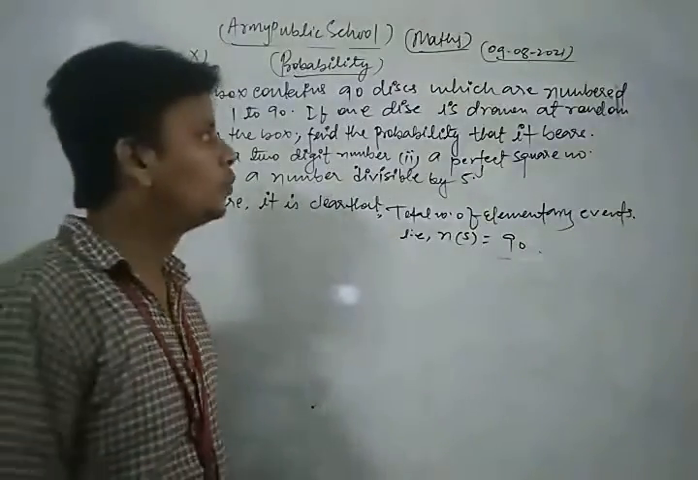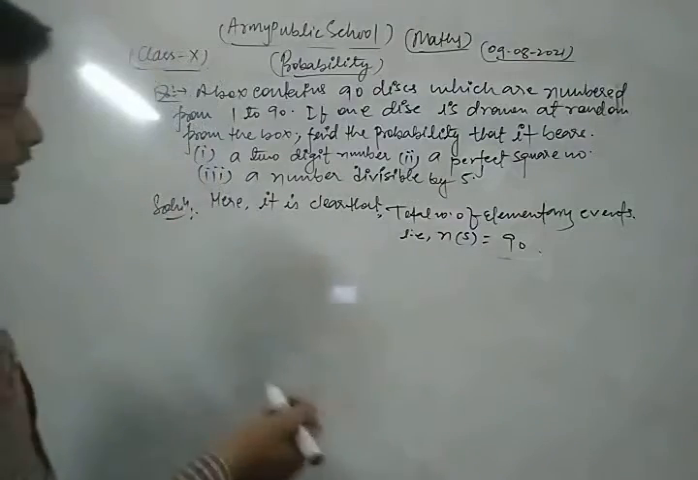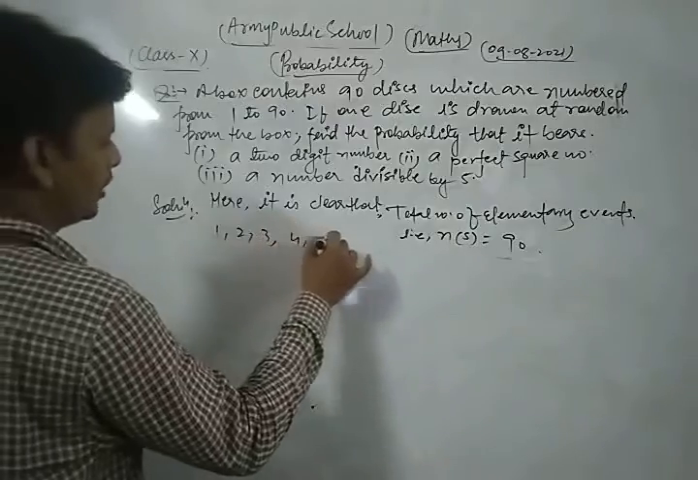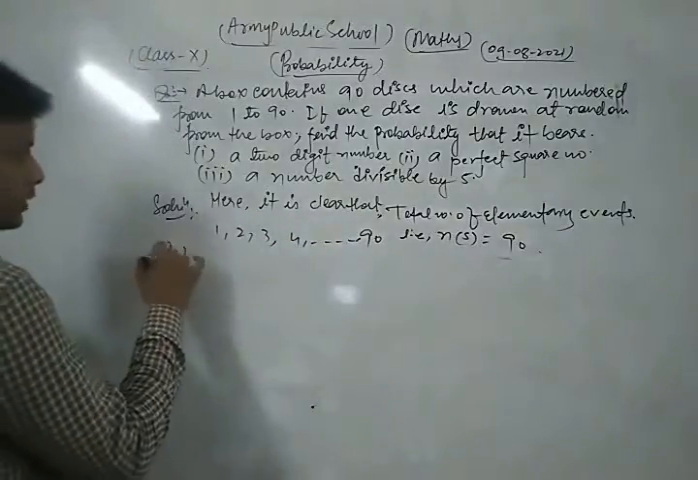90. Okay, now the box contains numbers 1, 2, 3, 4 and so on till 90. First of all, we take the first part of this question.